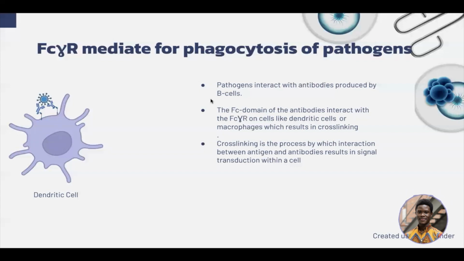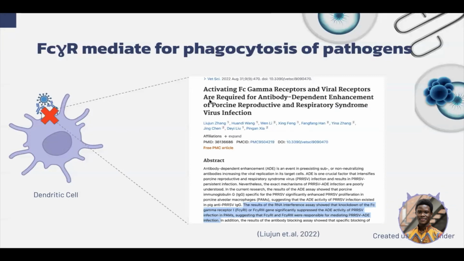During an infection, pathogens interact with antibodies produced by B cells during an adaptive immune response. The Fc domain of these antibodies interact with the Fc gamma receptor, which results in cross-linking. Cross-linking is a process that facilitates signal transduction, which ultimately drives the phagocytosis of pathogens. This study by Louis John shows that when you knock down Fc gamma receptors, you suppress antibody-dependent enhancement activity, which confirms the role these receptors play in antibody-dependent enhancement.